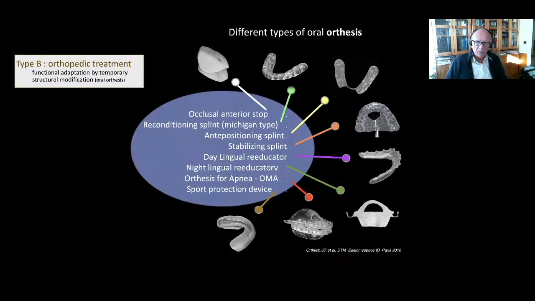There are different types of oral orthesis, of oral splints. Occlusal anterior stop. We describe it. We will discuss this one and this one.